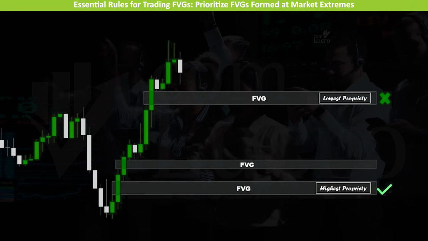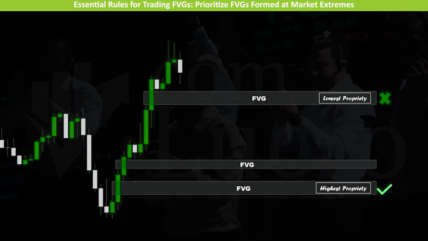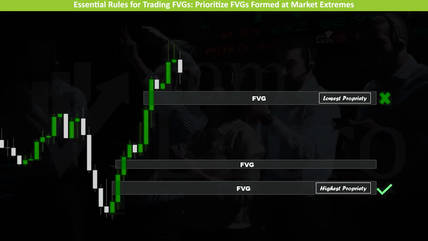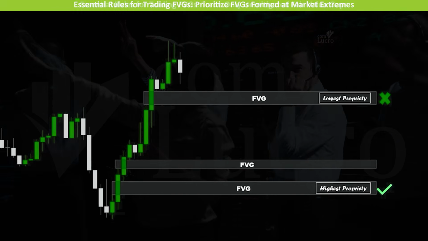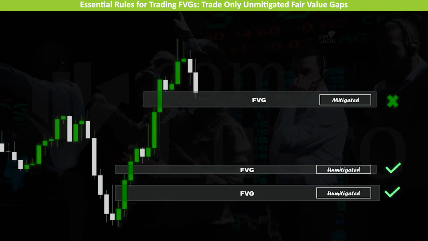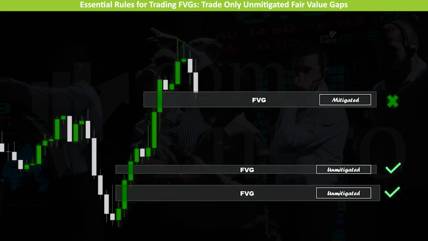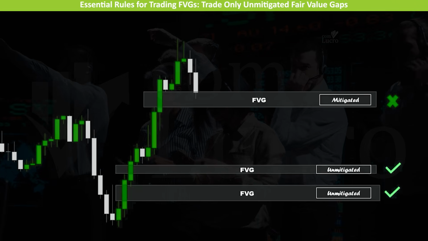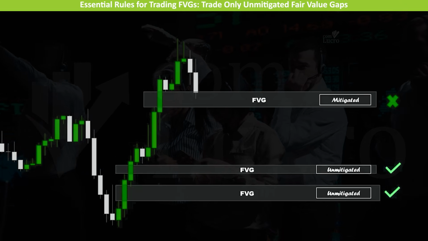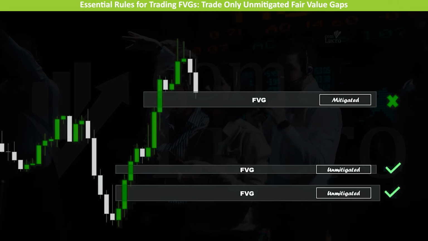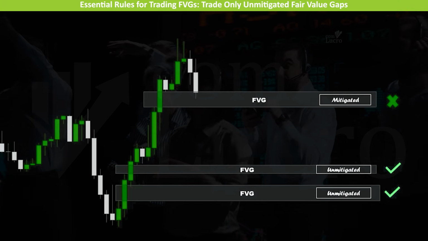Rule number 3. Fair value gaps situated at market extremes hold a higher priority for trade execution compared to those found elsewhere. Rule number 4. It must be unmitigated. Fair value gap areas are considered one-time use, meaning we focus on the trading opportunity when price first enters a fair value gap. Once a FVG has been mitigated, we do not consider it an area of interest for future trading.